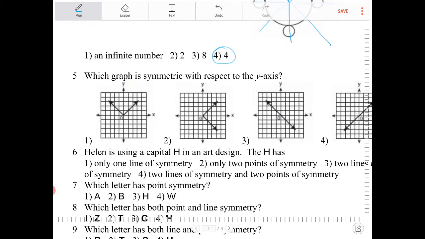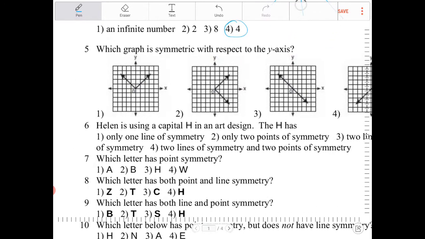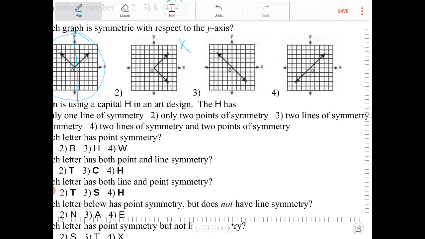Which graph is symmetric with respect to the y-axis? This is definitely symmetric about the y-axis, so this one works. This one's not. Nope, not this. Nope, not that. Yep.